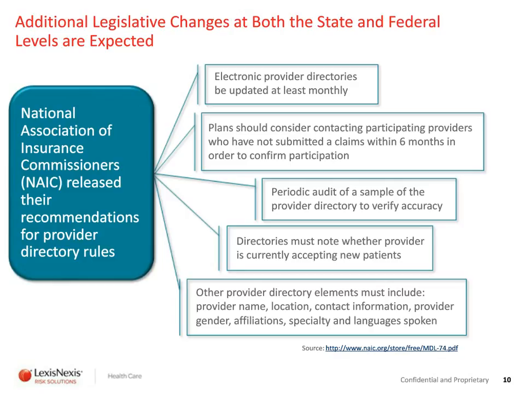Third, periodic audit of a sample of the provider directory to verify accuracy. Fourth, directories must note whether the provider is currently accepting new patients. And finally, other provider directory elements must include provider name, location, contact information, provider gender, affiliations, specialty, and languages spoken. While these are generally recommendations, CMS has stated that they will monitor and consider these guidelines as they continue to further define future requirements.